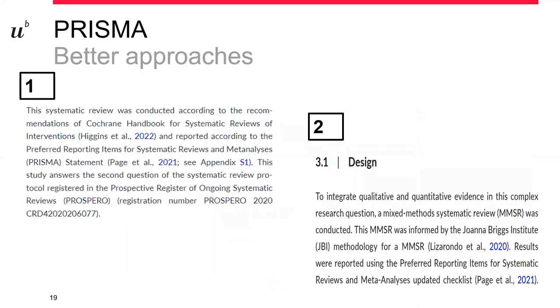And here are some examples of good reporting. In the first example here, the authors state that this systematic review was conducted according to the recommendations of Cochrane for systematic reviews of interventions and reported according to the Preferred Reporting Items for Systematic Reviews and Meta-Analyses. And so this is a nice example of using PRISMA accordingly, but of course, consulting with a guidance material to conduct their review. And in the second example, this team conducted a mixed methods systematic review, which they state was informed by JBI that does have guidance on mixed methods, and that their results were reported according to PRISMA. And so these are great examples of how you would apply PRISMA.